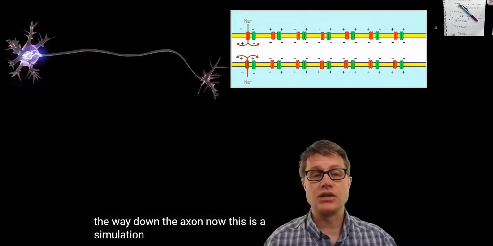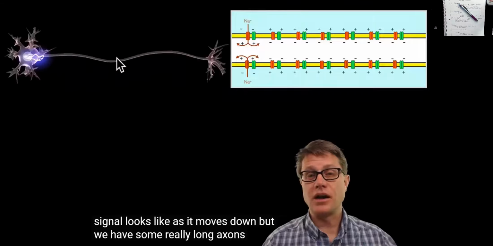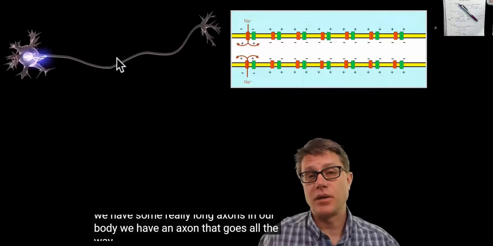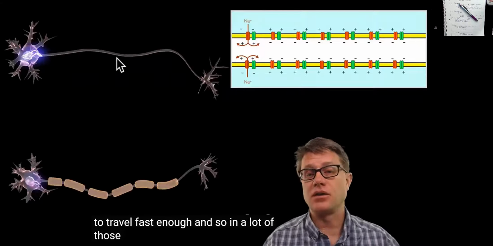Now, this is a simulation of what that electrochemical signal looks like as it moves down. But we have some really long axons in our body. We have an axon that goes all the way from the base of our spinal cord down to our foot. And so it's not going to travel fast enough. And so in a lot of those neurons, they're myelinated.